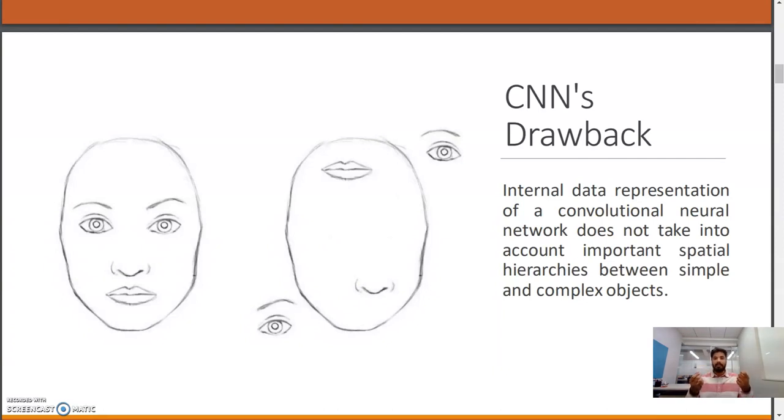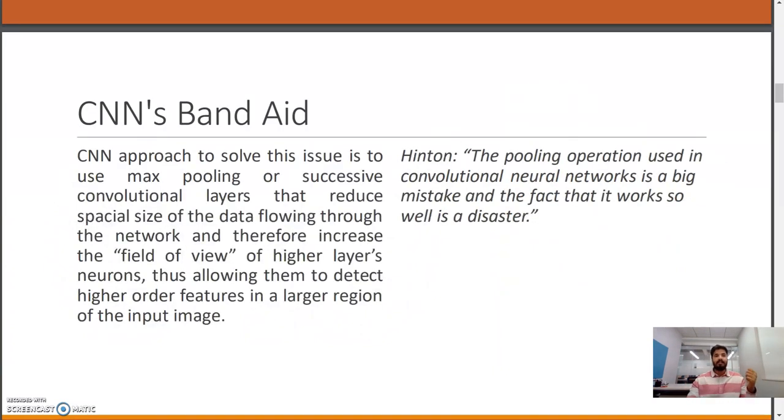To get a solution for this, CNN applies a temporary solution which takes a lot of data out of your equation. That is right, CNN's band-aid is max pooling. It reduces the spatial size of the data to give a field of view, or the bigger picture, you can say. Hinton, who developed this with his team, said that the max pooling operation used in convolutional neural networks is a big mistake, and the fact that it works so well is a disaster. Now let's continue.